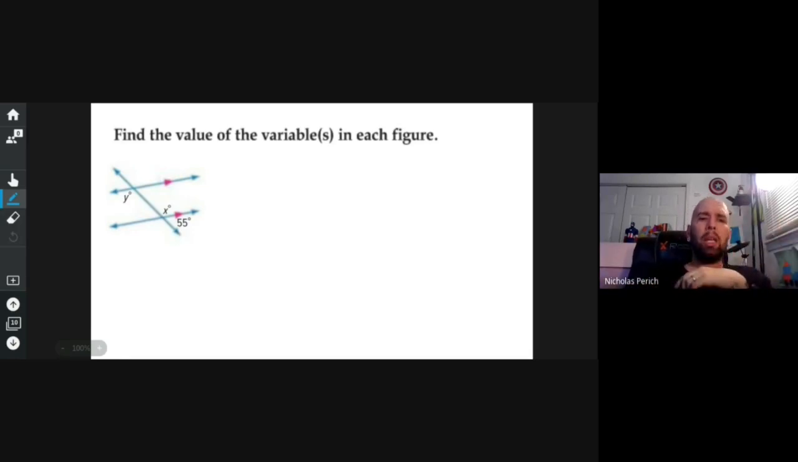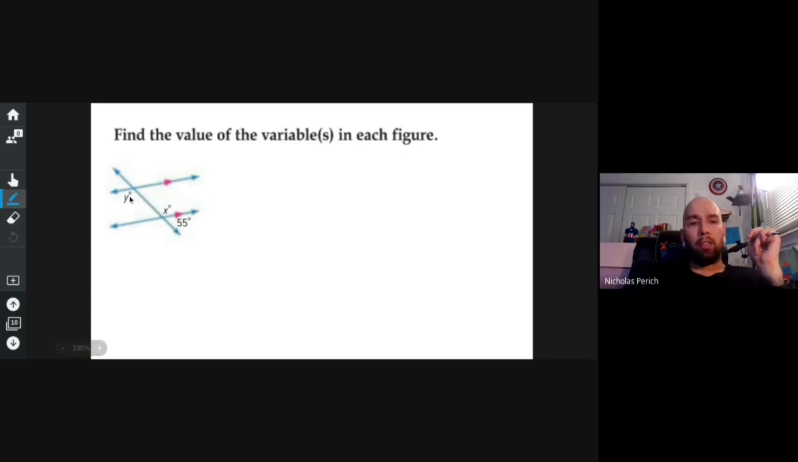Before we even do proofs, though, let's do a little bit of math, and we'll use the theorem that we can use. Looking at this picture, we have two parallel lines and a transversal cutting through them. I have y and x and 55 here. Y and x are related because they're on the inside.